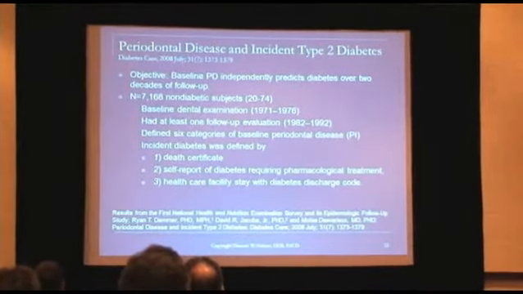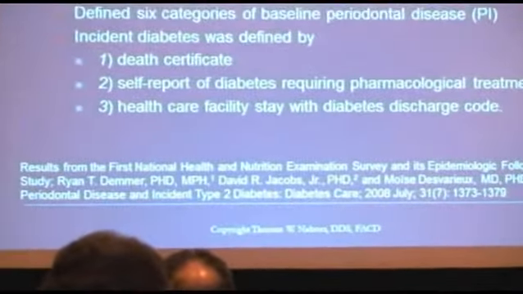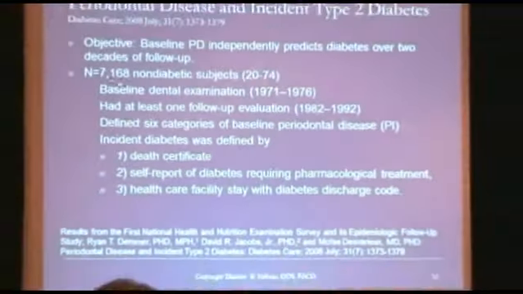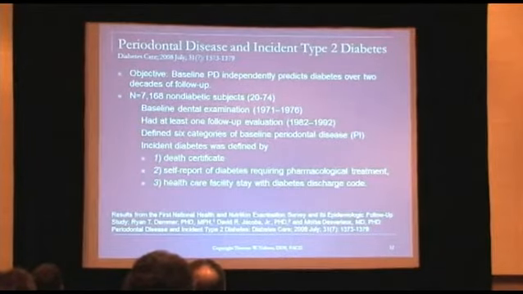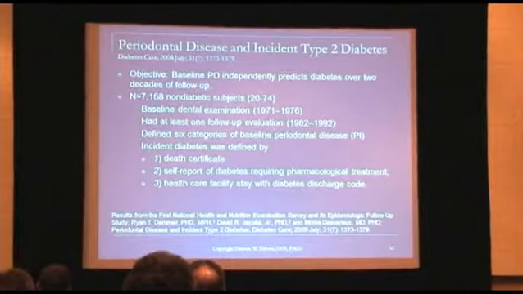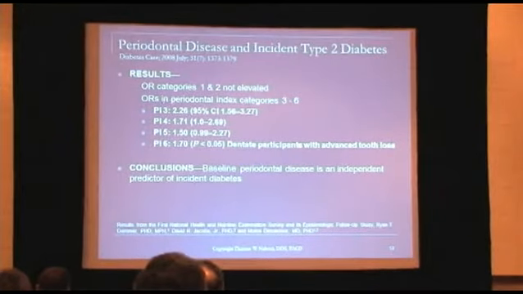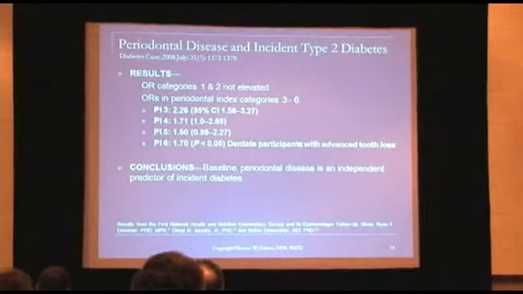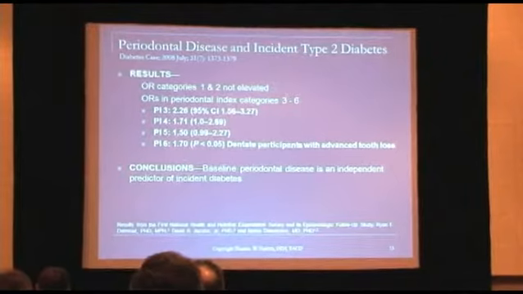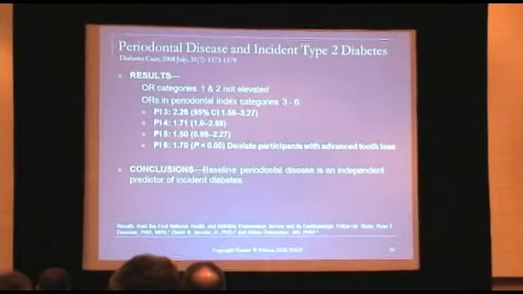This study, published in Diabetes Care in 2008, relates periodontal disease and incident type 2 diabetes. It looked at a very large group of 70 to 200 non-diabetic individuals over 20 years, defined periodontal disease based on 6 categories of periodontal disease index, and looked at incident diabetes as defined by death certificate, self-reported diabetes, or healthcare facility stay with diabetes. The conclusion was that in individuals with early to mild periodontal disease, the odds ratios for type 2 diabetes were not elevated, but the odds ratios in periodontal index 3 through 6 showed that individuals that had periodontal disease certainly were at increased risk for type 2 diabetes.